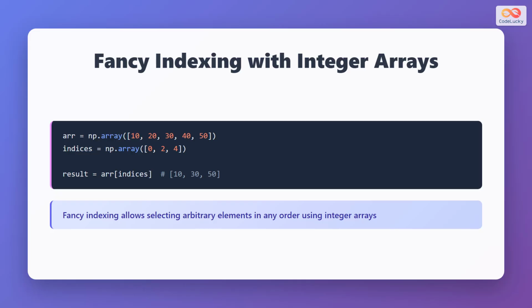Fancy indexing allows you to select arbitrary elements in any order using integer arrays. Here we have an array with values 10 through 50. We create an indices array containing 0, 2, and 4. When we pass this indices array into square brackets, NumPy returns the elements at those positions, 10, 30, and 50. This technique lets you extract specific elements without needing them to be contiguous or in order.